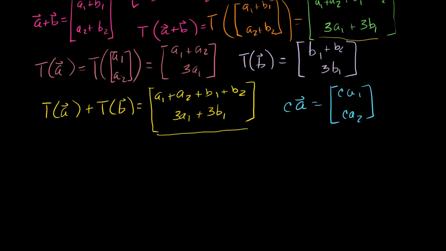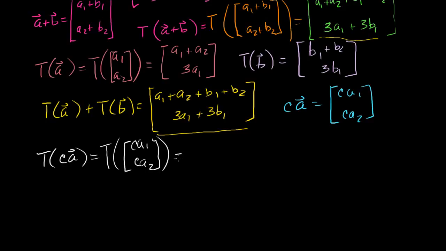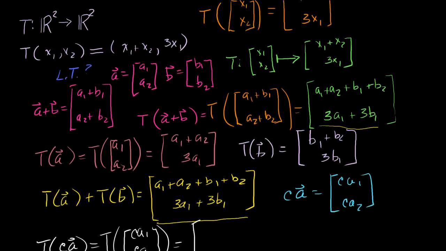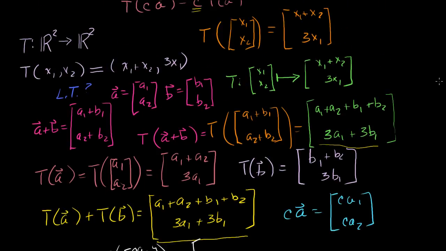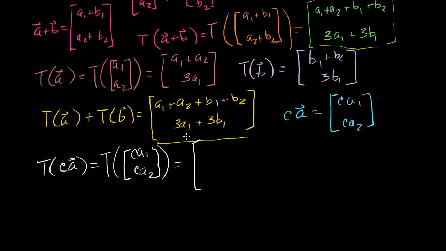So what's our transformation? Let me go to a new color, a color I haven't used in a long time, white. What is our transformation of ca going to be? Well, that's the same thing as our transformation of ca1, ca2, which is equal to a new vector where, going to our definition, you sum the first and second components, and then the second term is 3 times the first component. So our first term, you sum them, so it's going to be ca1 plus ca2. And then our second term is 3 times our first term, so it's 3ca1.